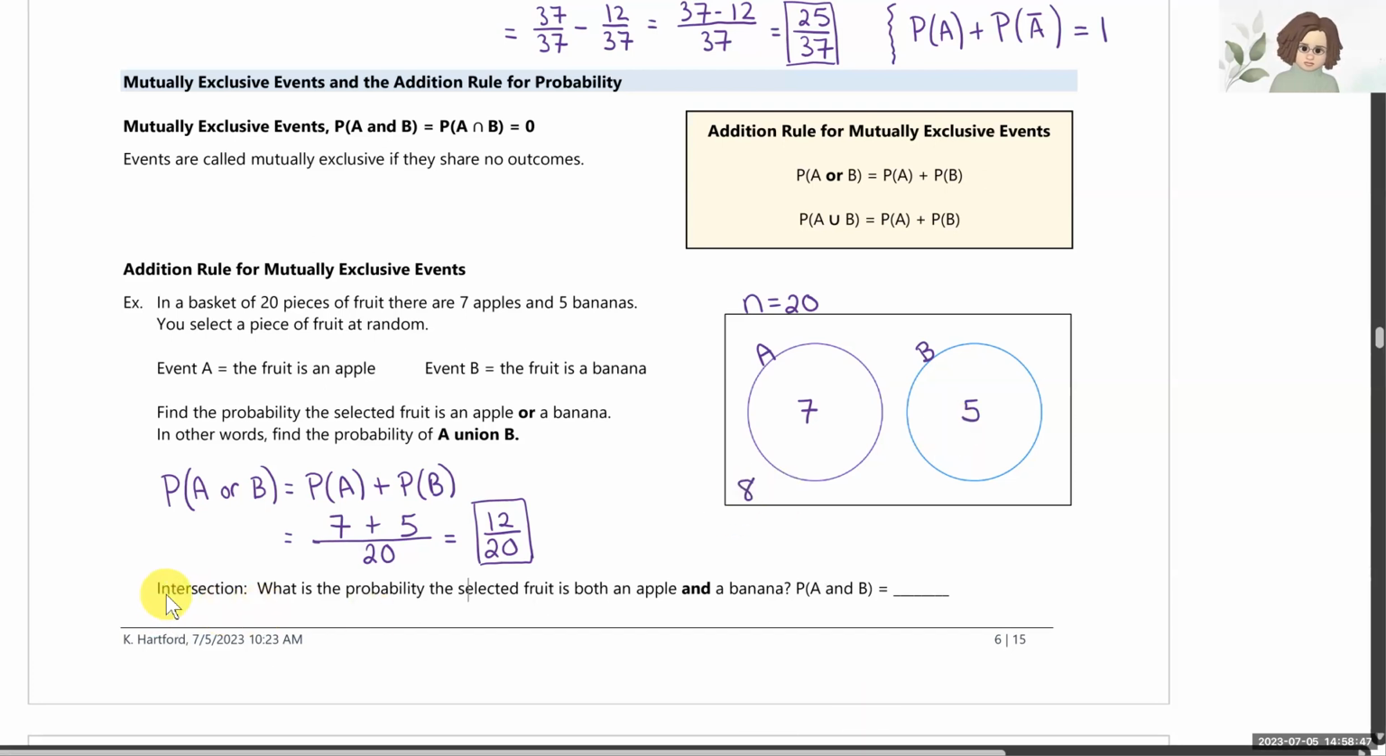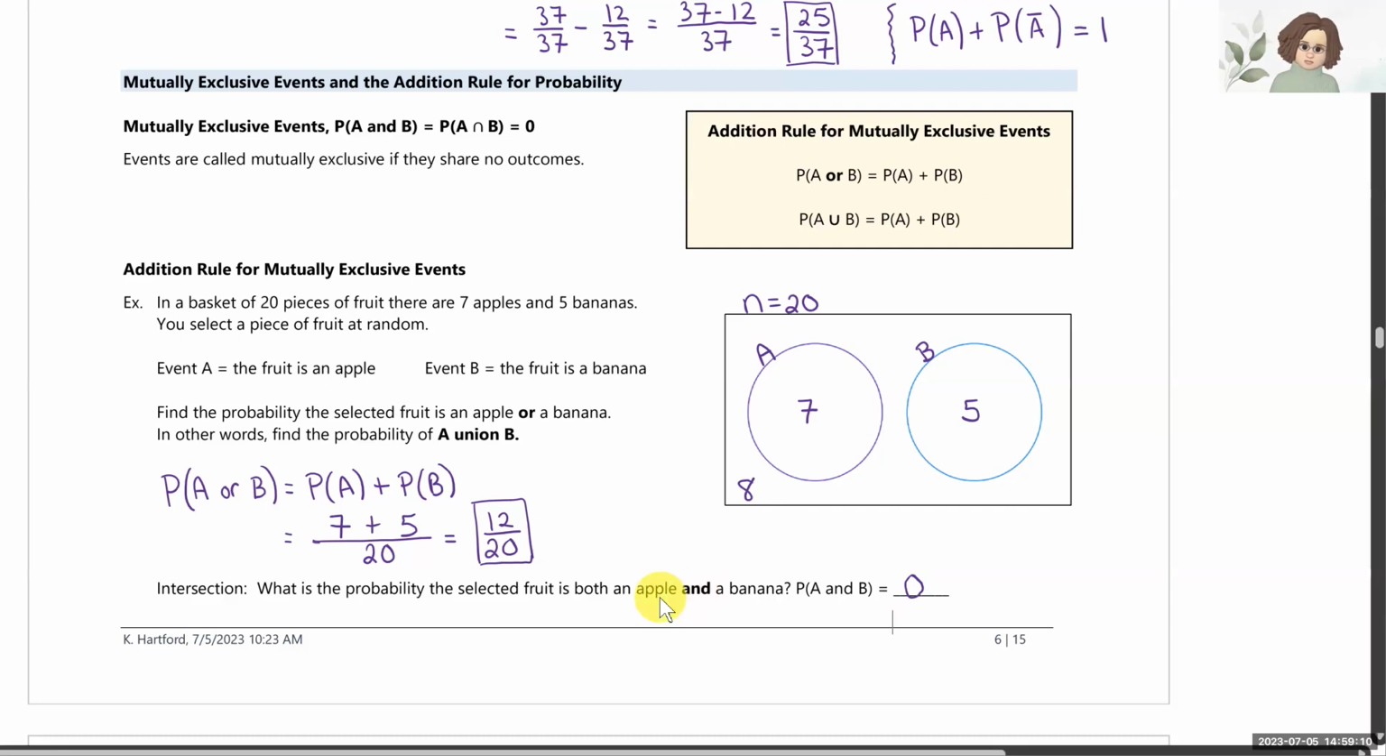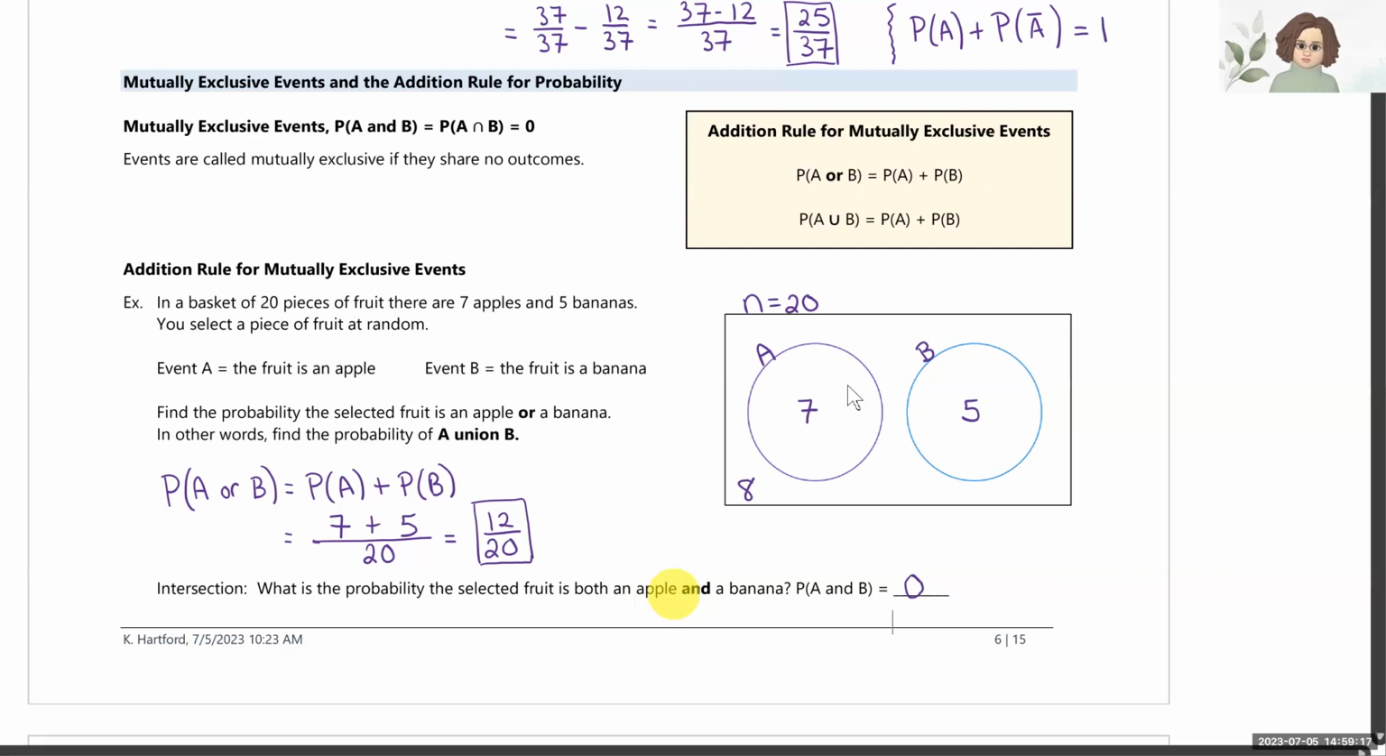And then just to end this, so intersection. So again, what's the probability of selecting a fruit that is both an apple and a banana? So always just a good reminder to remember that and means a fruit, an outcome that satisfies both conditions. All right, so that of course is 0. You can't get a fruit that is both, making these events mutually exclusive. All right, then we'll move on to the addition rule next when events do share outcomes, so events that are not mutually exclusive.